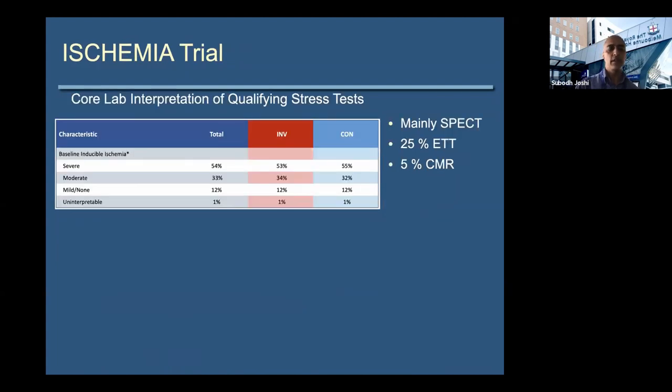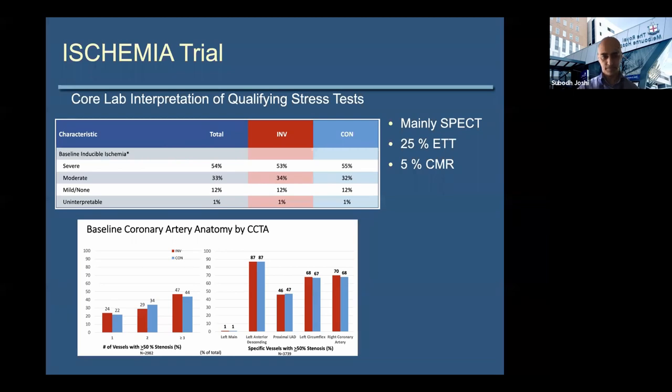If we look at the details of the stress tests by which they qualified for the actual trial, half of them had severe ischemia and about a third of them had moderate. And this is the core lab interpretation of those stress tests. It was mainly nuclear, as I mentioned. A quarter was just exercise treadmill ECG, and 5% had CMR.